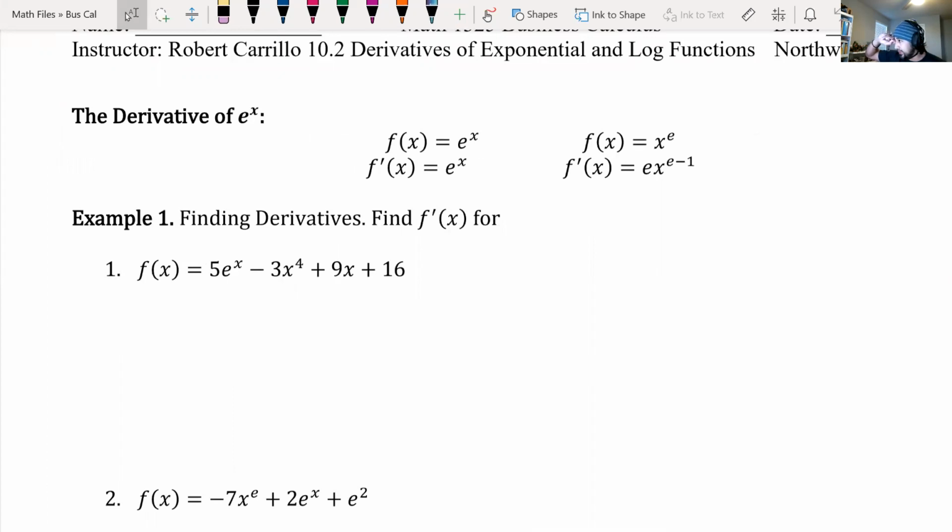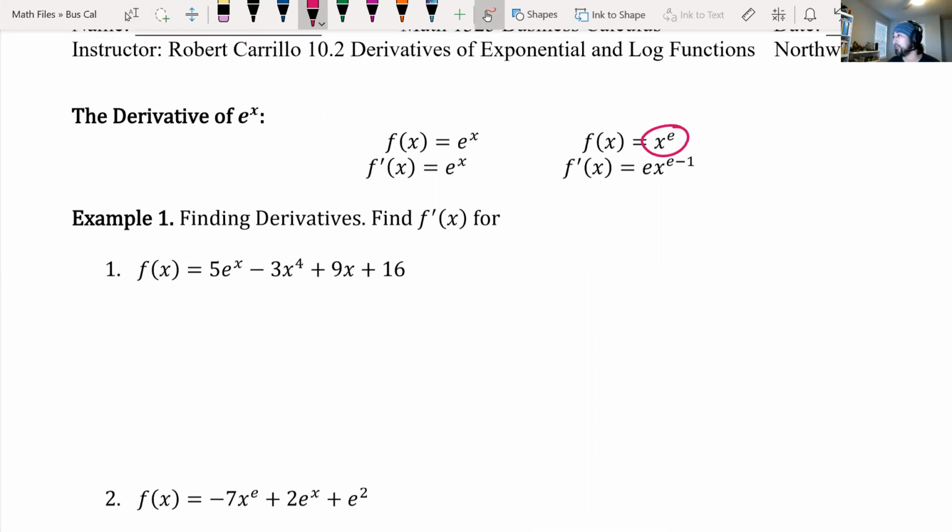And when I tell you that calculus couldn't be any easier, well, guess what? The derivative of e to the x is still e to the x. But now, next to it is a different type of derivative. You have x to the e, which is way different than e to the x.